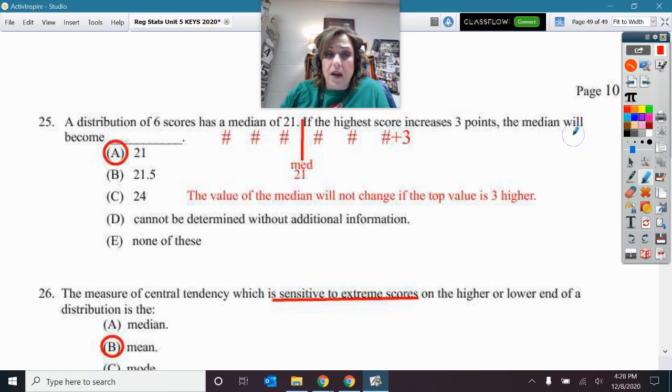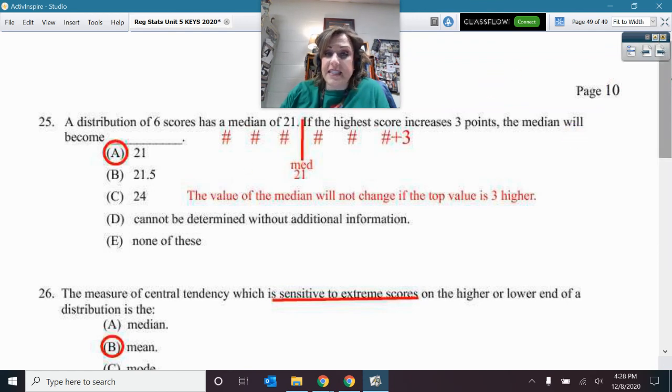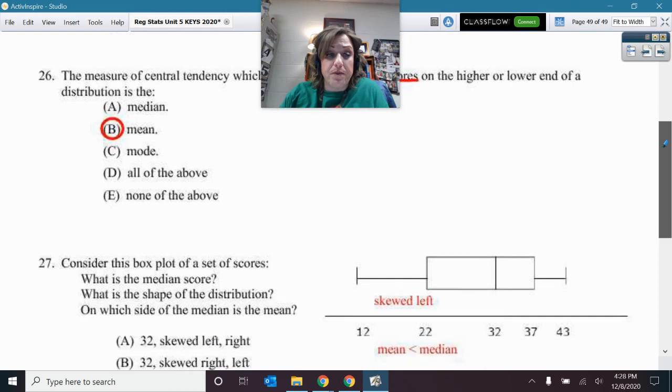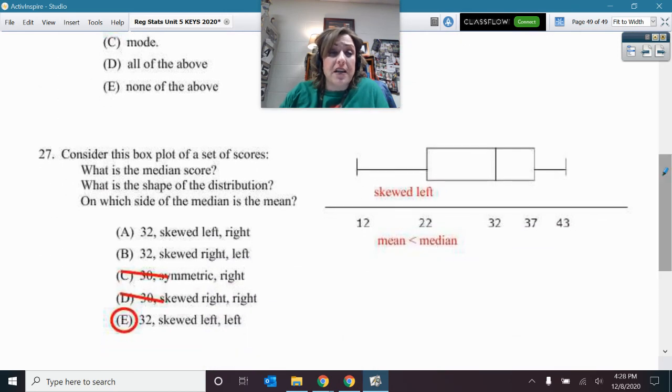Okay. All right. Next, we've got 26. What is sensitive to extreme outliers? So which one's affected by the outliers? Mean and standard deviation. So mean is the answer there. Consider this box plot of sets of scores. So I can tell it's skewed to the left. So because of that, I know my mean will be less than the median. On which side of the median is the mean? The mean is less than 32.